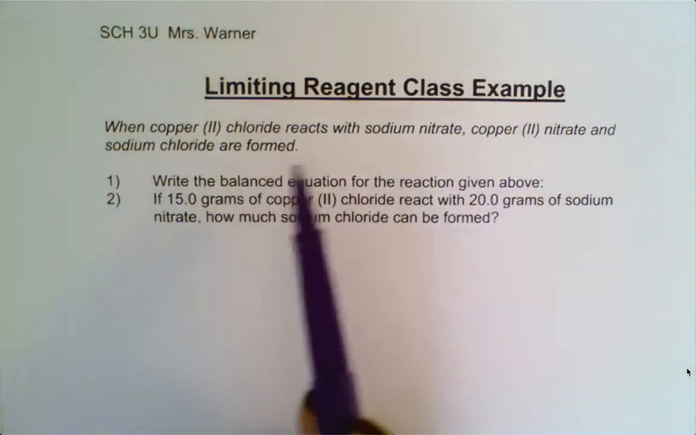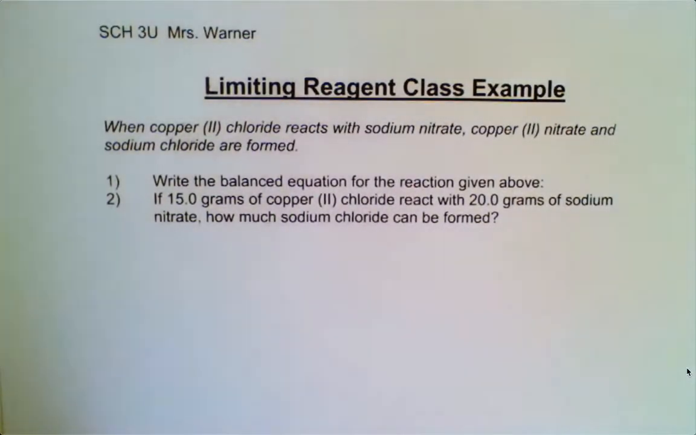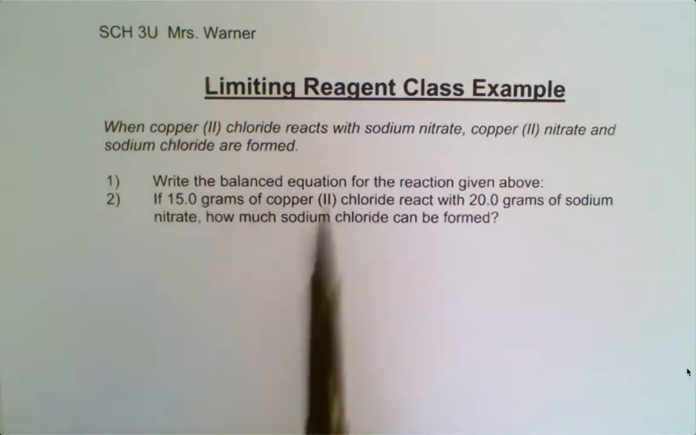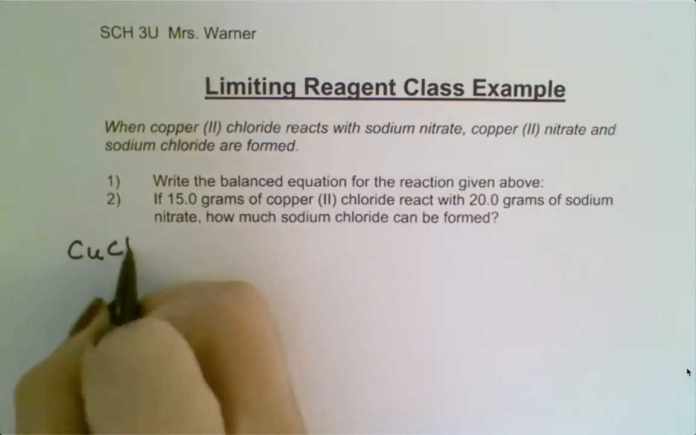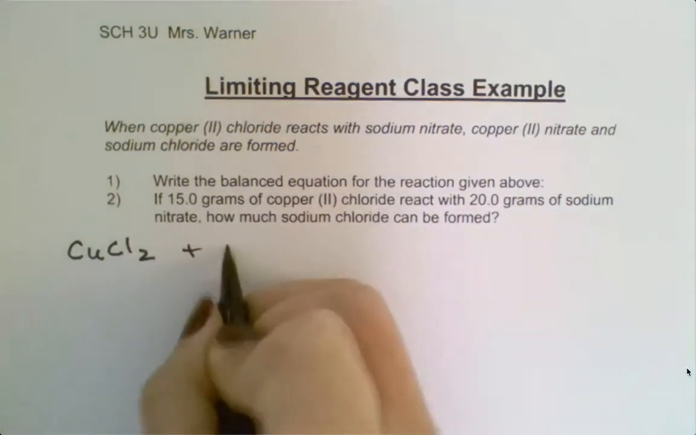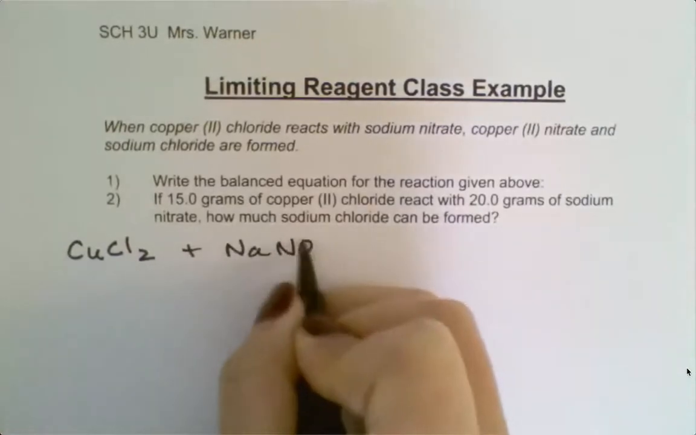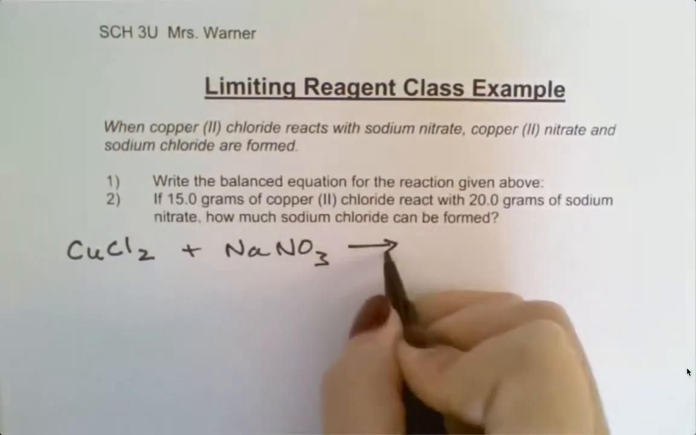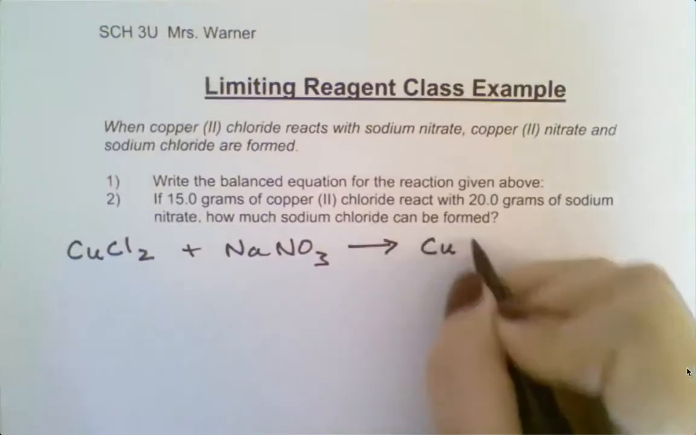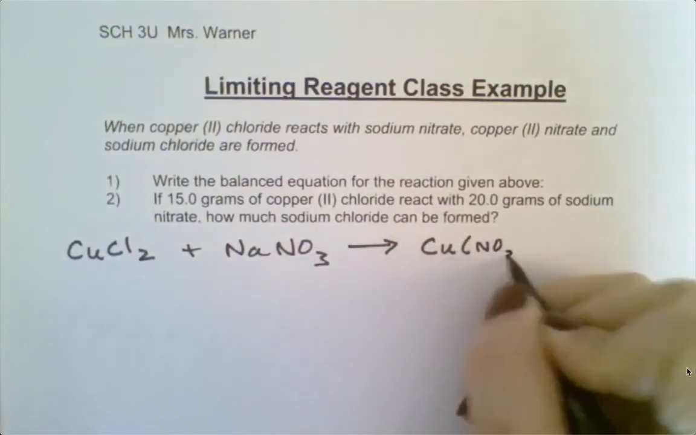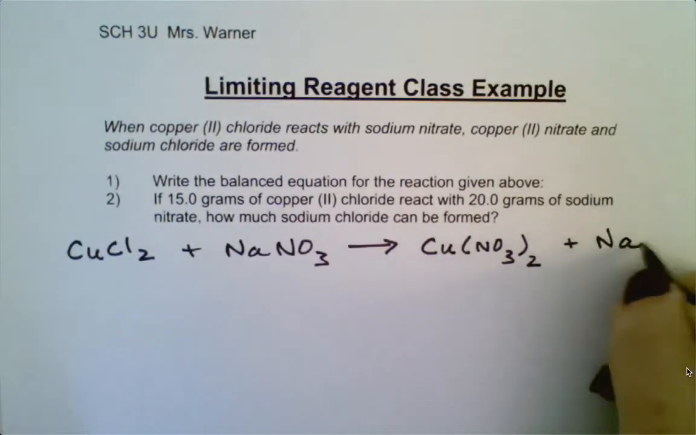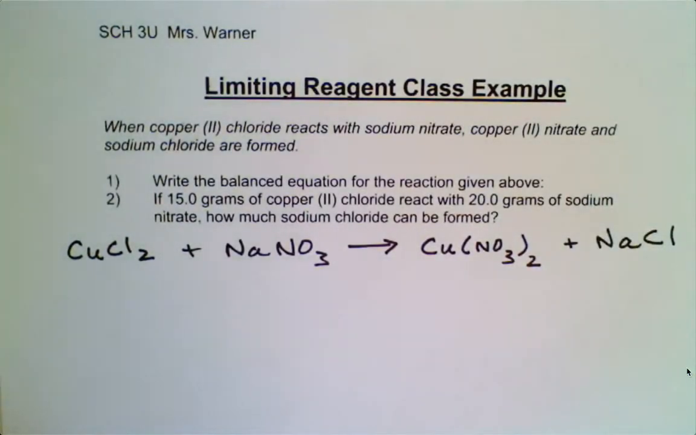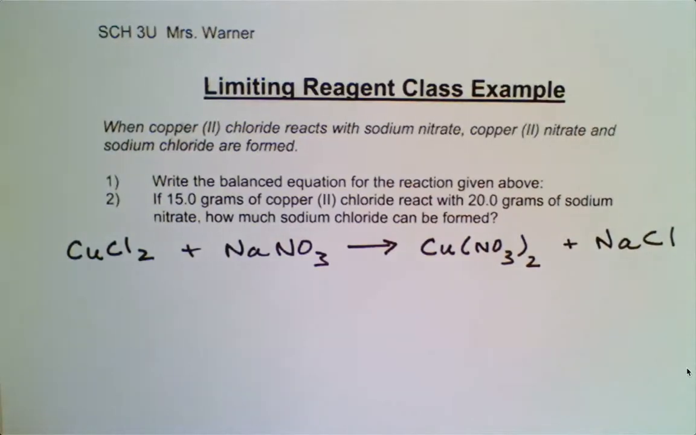When copper 2 chloride reacts with sodium nitrate, copper 2 nitrate and sodium chloride are formed. Step 1, write the balanced equation for this reaction. So we've got CuCl2 plus NaNO3 for sodium nitrate yields copper 2 nitrate. And again, this is where all of our formula writing comes into play, plus sodium chloride.